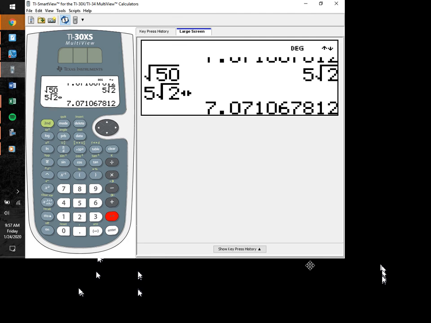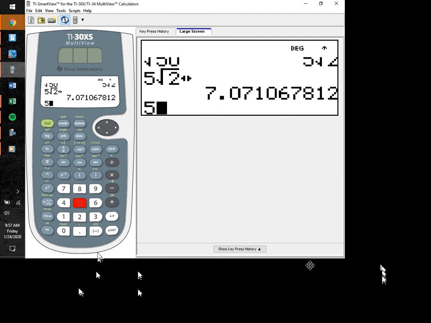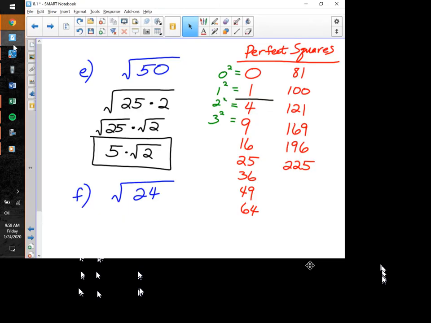But my dad back in the day would have multiplied 5 times, and they knew that the square root of 2 was about 1.414. Look at how close they get there, guys. 7.07. So that was a pretty good way of doing it back in the day. So if we have the multi-view calculator and the yellow ones that you guys borrow from me, this will do that for you. But it won't help you next year when variables get thrown into the mix.